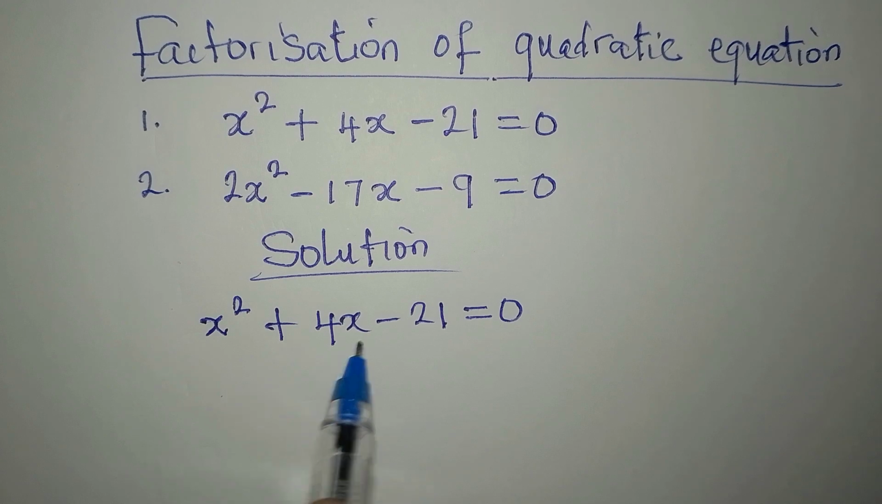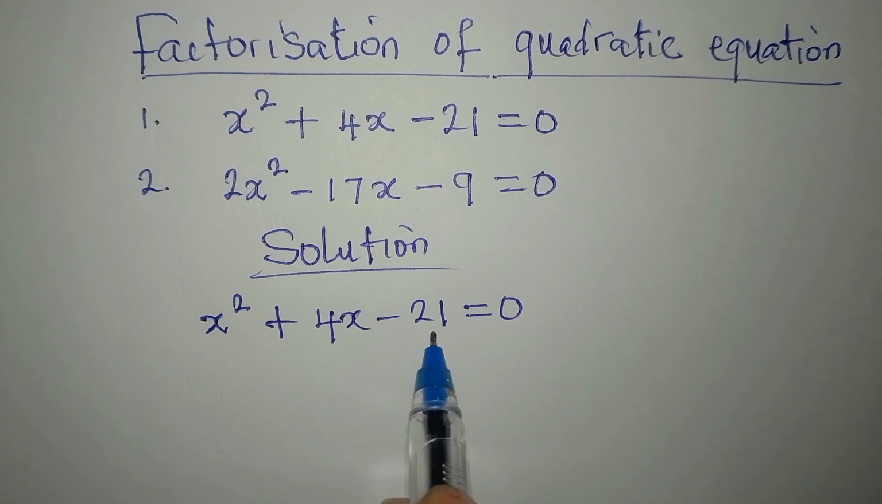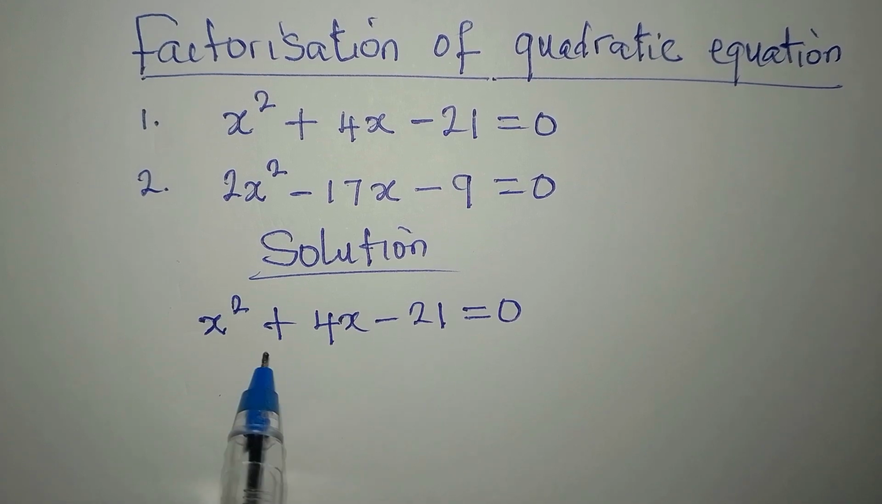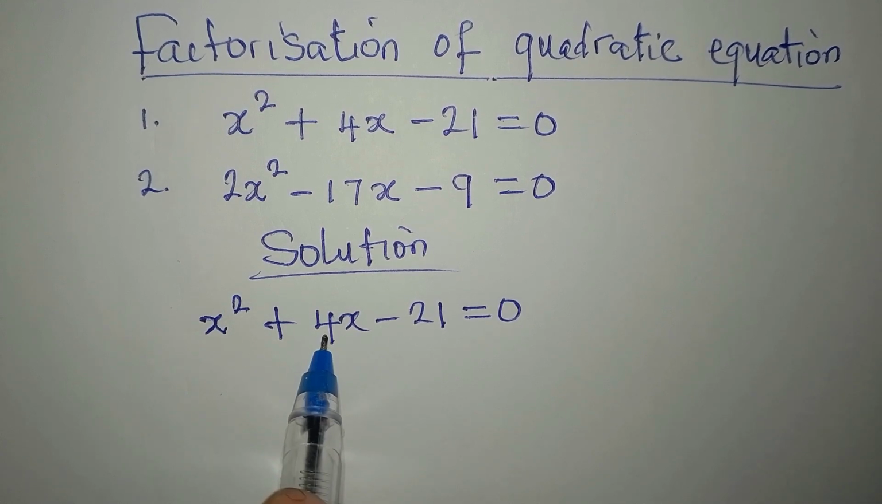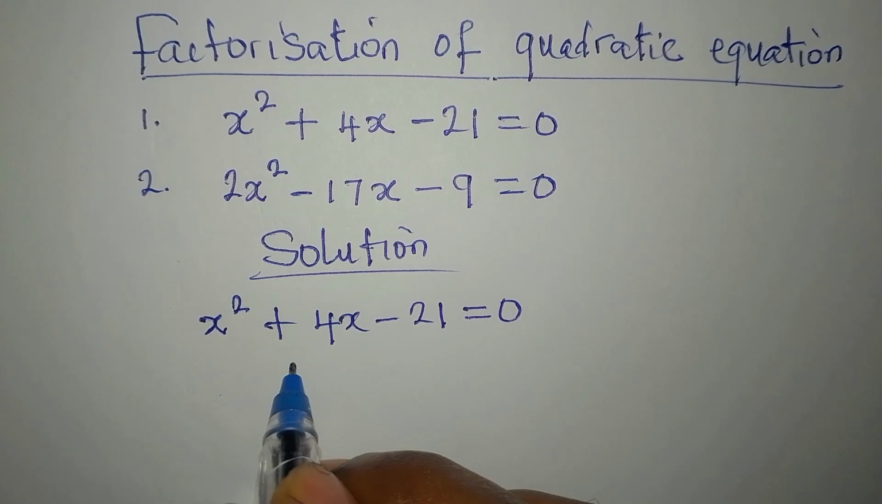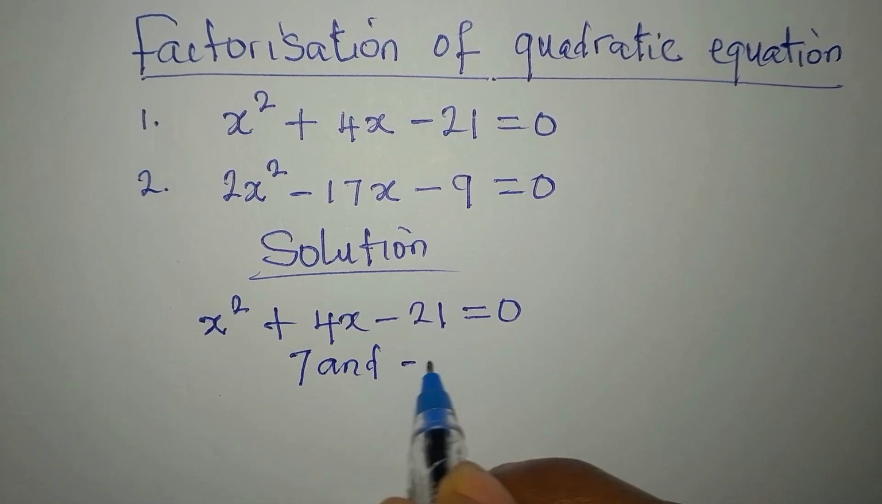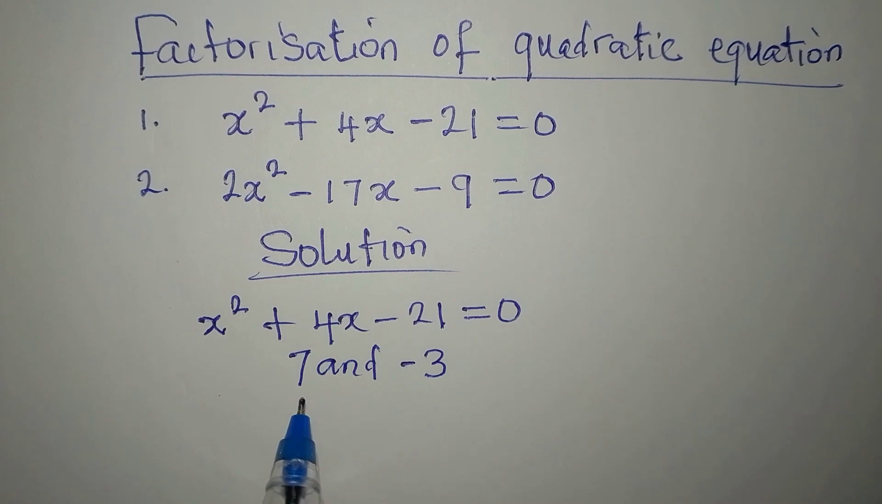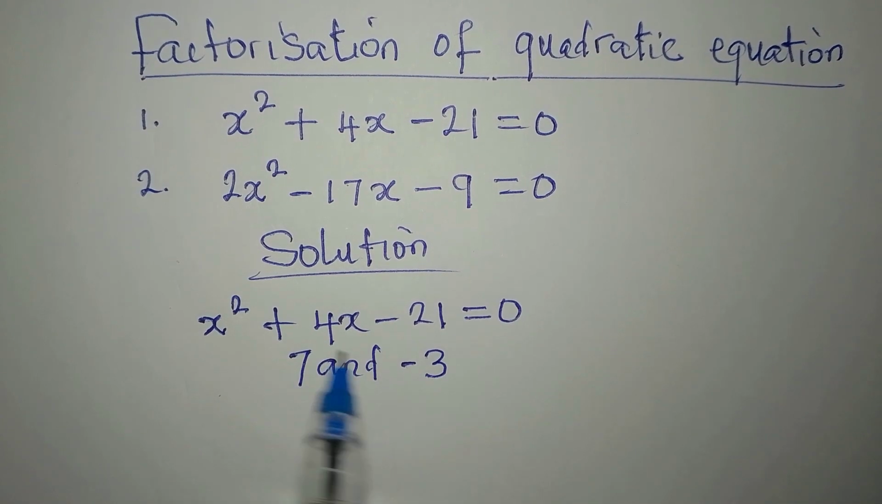And to group into 2, you will look for two numbers you multiply to get minus 21, right? And then you add the numbers to get 4, I mean the coefficient of x. So what will be the two numbers? That is our question. Now the two numbers will be 7 and minus 3, because 7 times minus 3 will give us minus 21, right? And then 7 plus minus 3 will give us 4.